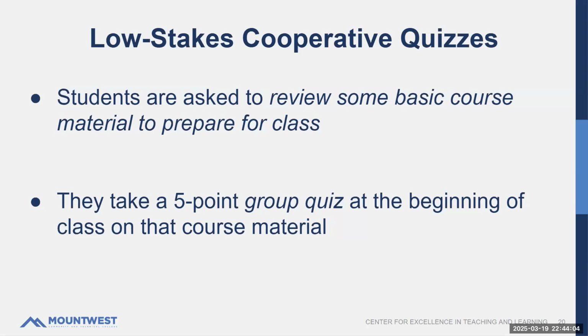And then when they get to class, they take a group quiz right at the beginning of class on that material that they were supposed to review. This is low point, so they're only worth 5 points. And this is not a two-step quiz. So they just come in, they get a 5-point quiz, and the whole group works on it together at once.